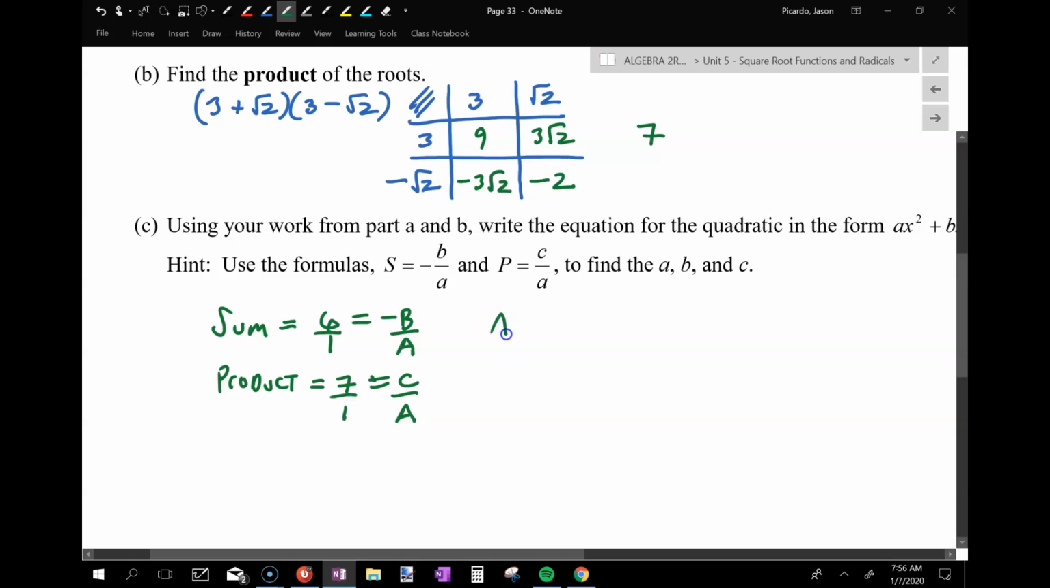So what's A? What's B? Careful with this. Negative 6. It's got to be the opposite of the negative B, right? And then the C is 7. So my equation is that.